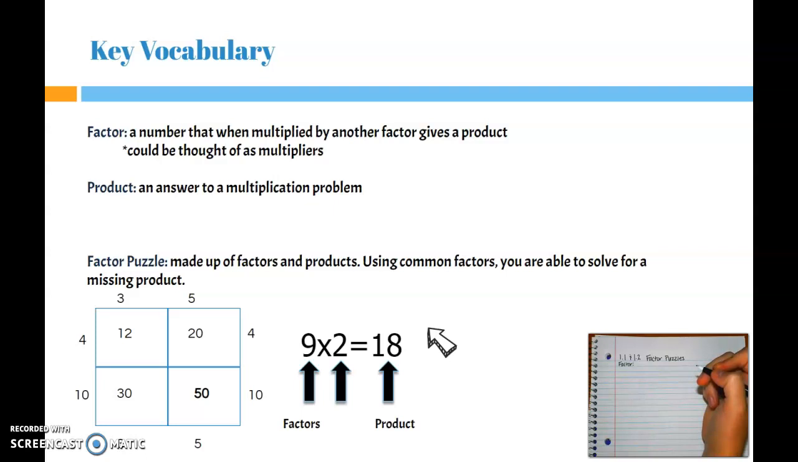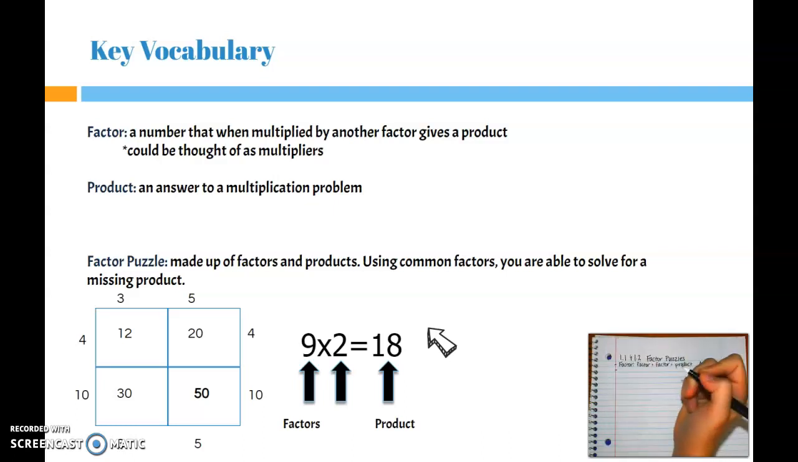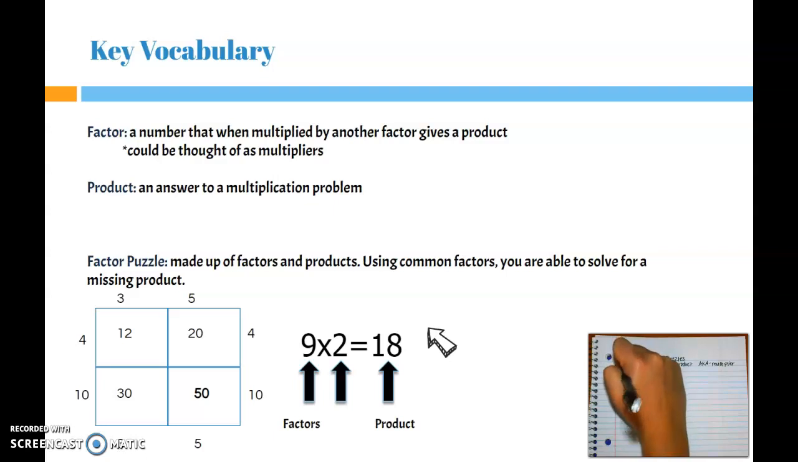So a factor is a number that when multiplied by another factor gives a product. Could be thought of as multipliers. So a factor times a factor equals a product, also known as multiplier. The product of something, so I might just do a little dashes there so I can tell where the new words are. Product, hopefully this is a review word for you.